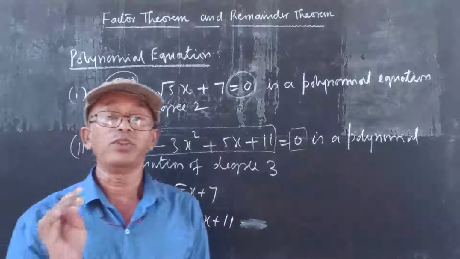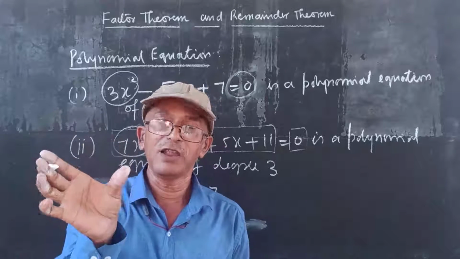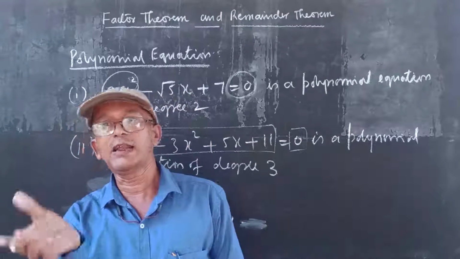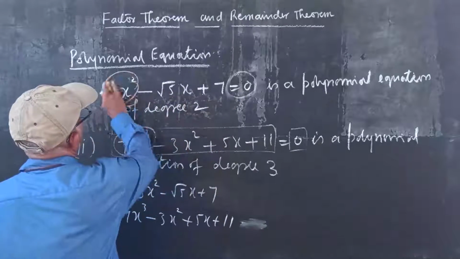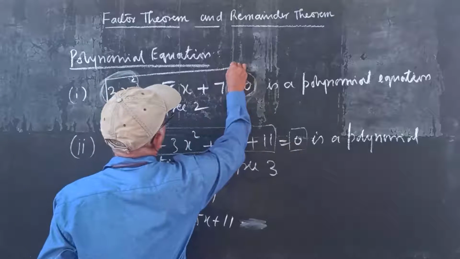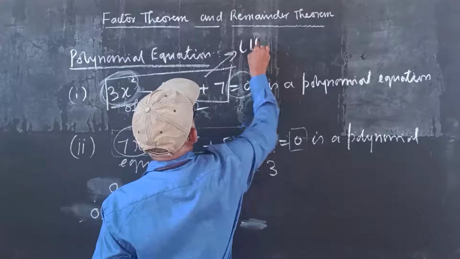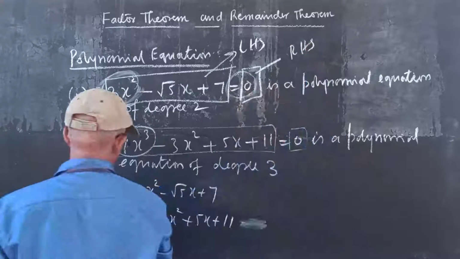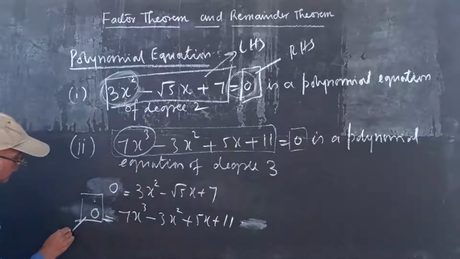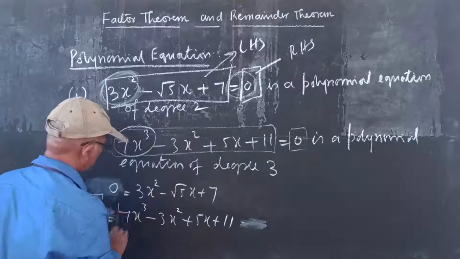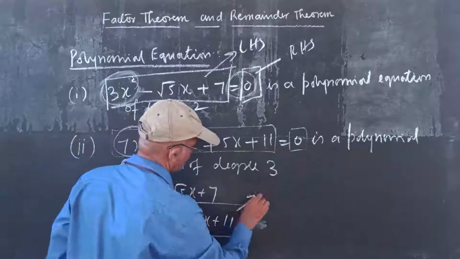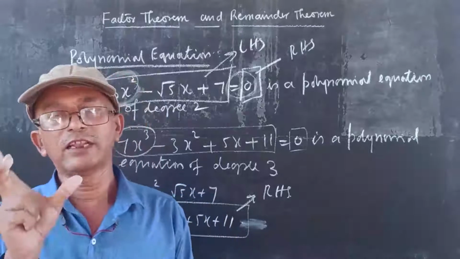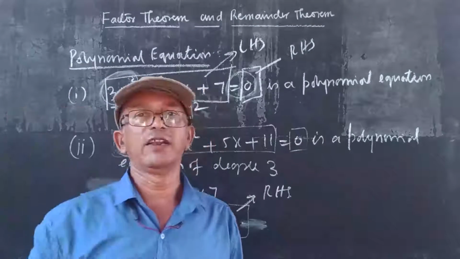So these are the examples of polynomial equations. Be clear which is a polynomial expression and which is a polynomial equation. In an equation, you will have a left hand side and a right hand side. If you take this example, this is your LHS, left hand side, and this is your RHS. There will be two sides for an equation, whereas in an expression, only a single expression will be there. That's the difference.